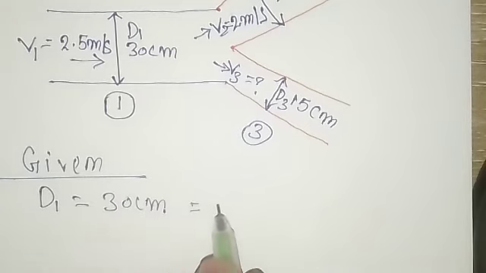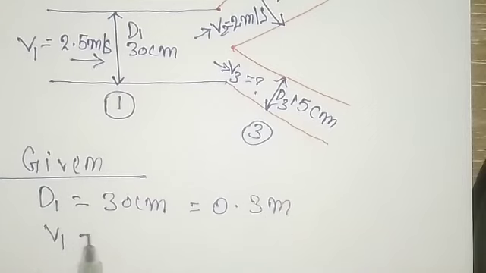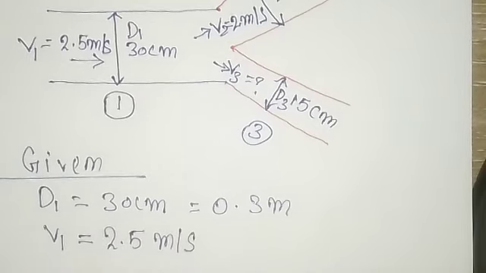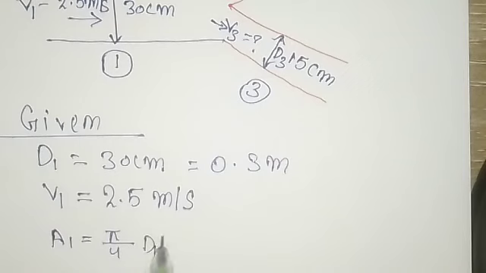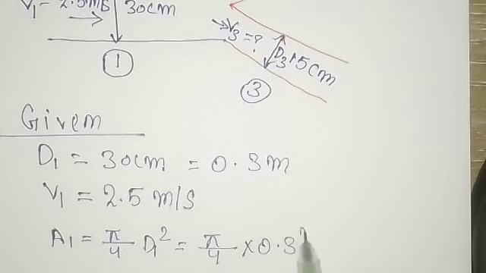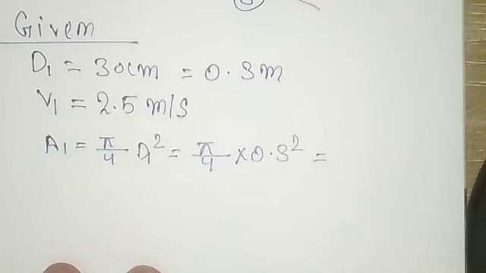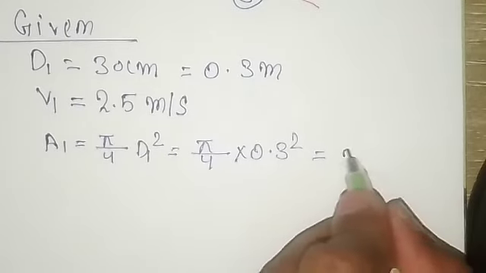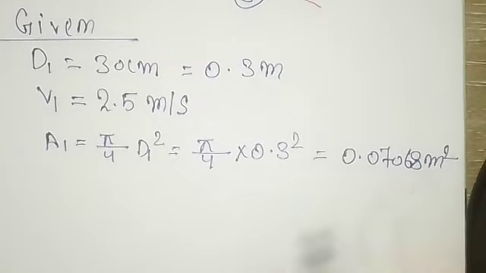Our calculation will be in meters, so I'm taking d1 as 0.3 meter, and v1 is equal to 2.5 meter per second. As we have d1, we can find a1 also. So a1 is equal to pi by 4 into d1 square, which is pi by 4 into 0.3 whole square. On simplification we will get 0.07068 meter square, this area we got.